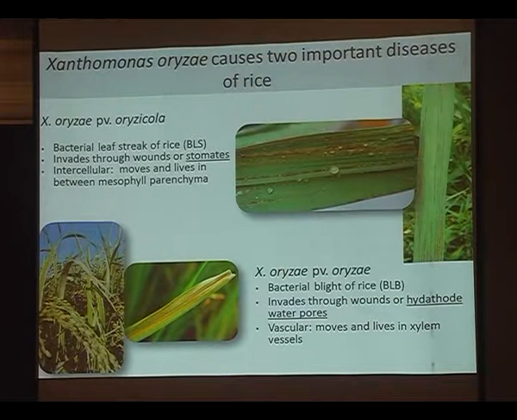The other pathogen is the Xanthomonas oryzae pathovar oryzae, and it's the causal agent of the bacterial leaf blight of rice, BLB. And this one is a systemic pathogen. It invades through wounds and the hydathodes, or water pores, that are located at the border of the leaves. And it's a vascular pathogen which moves and lives in the xylem vessels. So two important pathogens, and really very important now in West Africa, where we are facing a lot of infection of BLS.